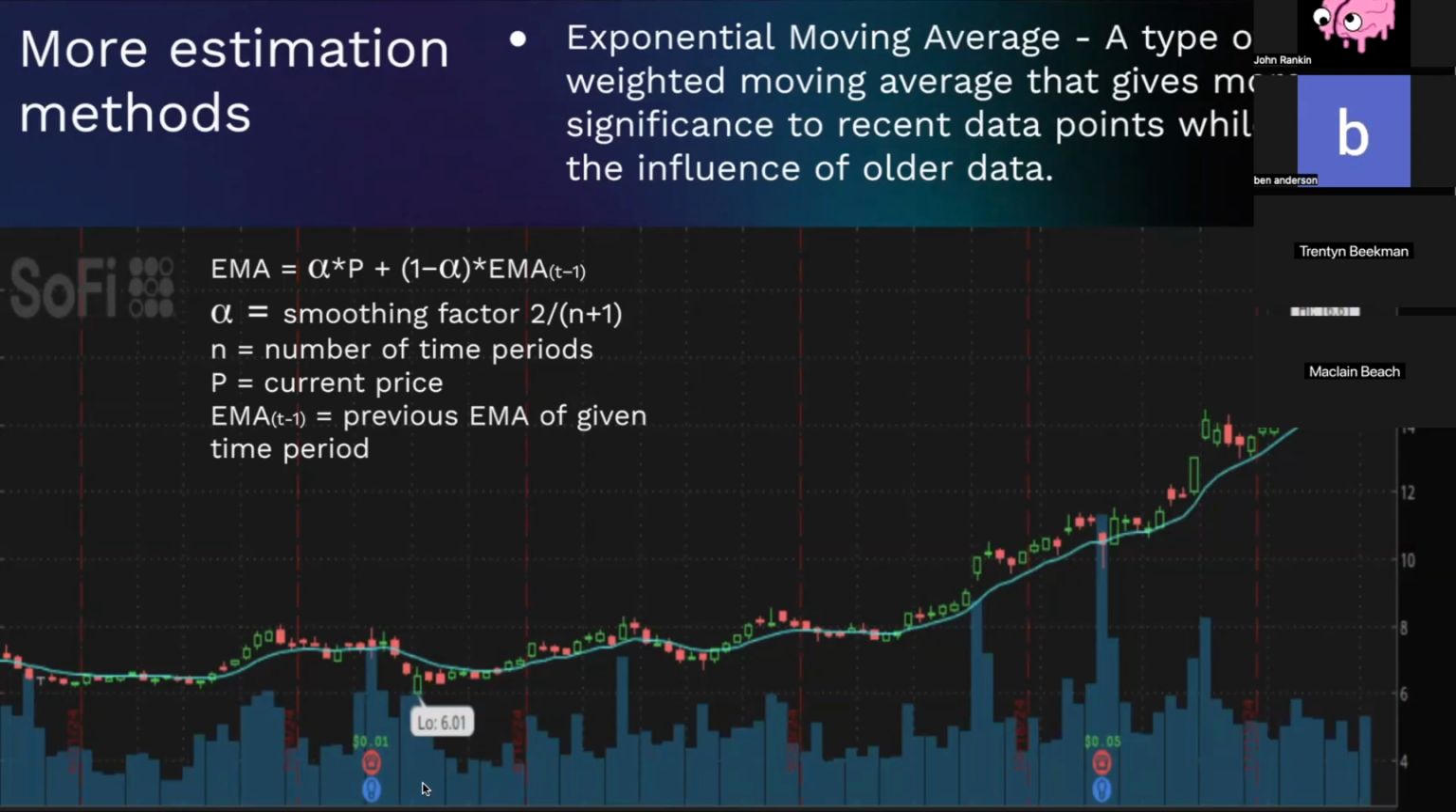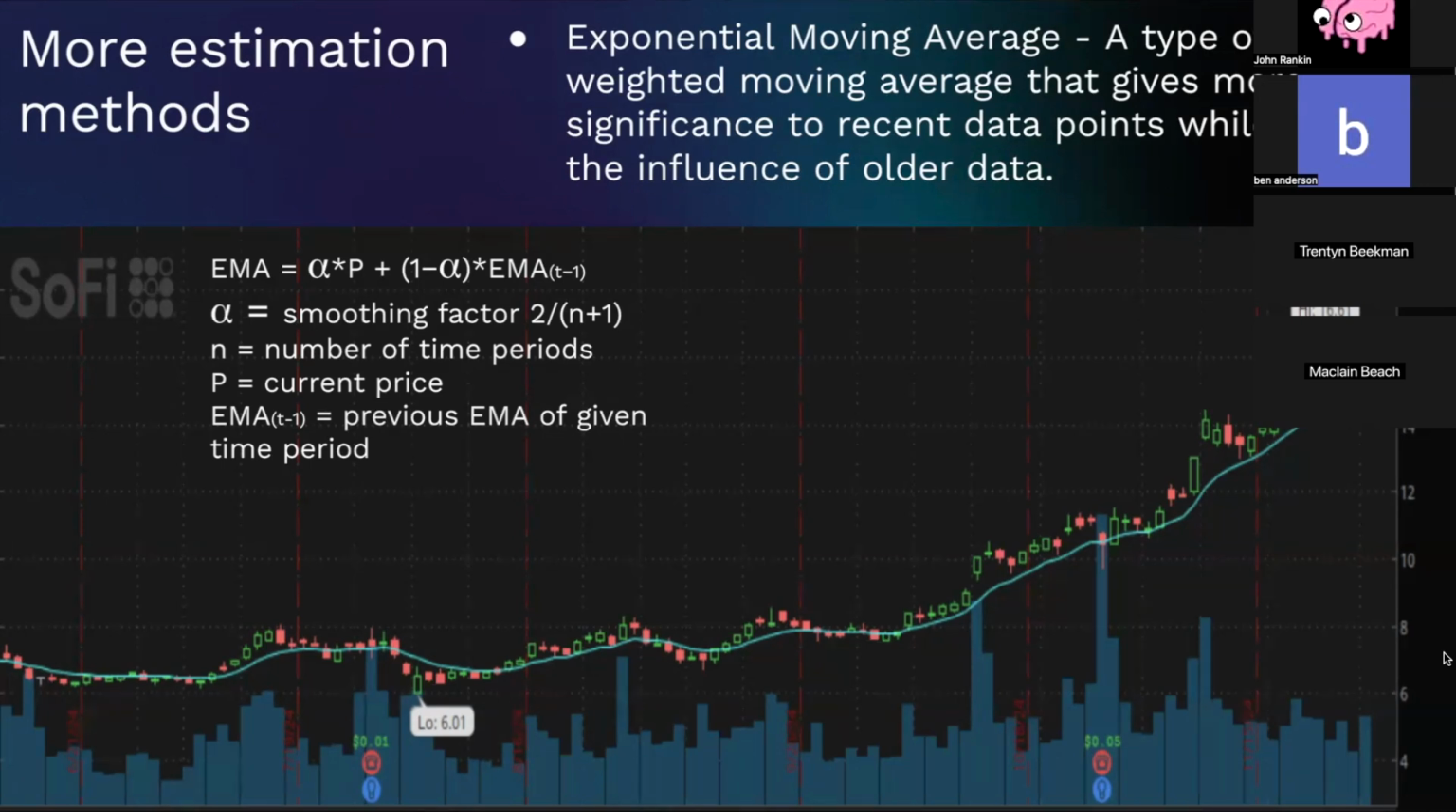So now I'm going to go over a couple more ways that you can use that aren't things we talked about in numerical analysis. This is called the exponential moving average, better known as the EMA. The formula is the one I have written up here. It is alpha times P plus 1 minus alpha times the previous EMA, EMA t minus 1.